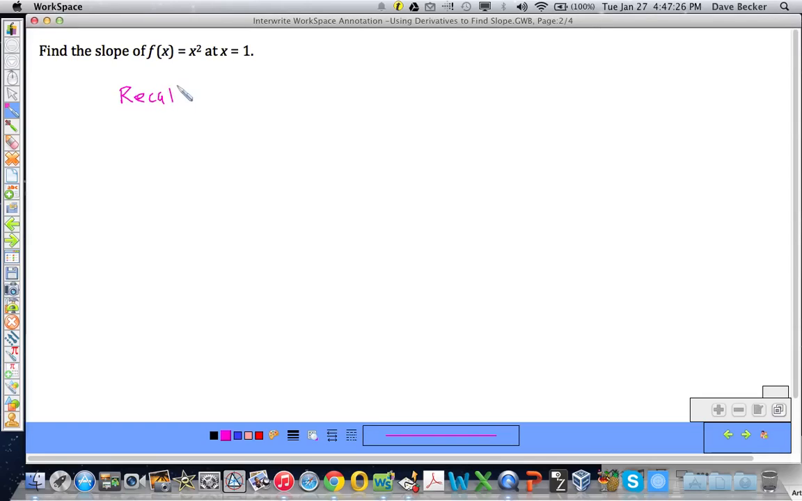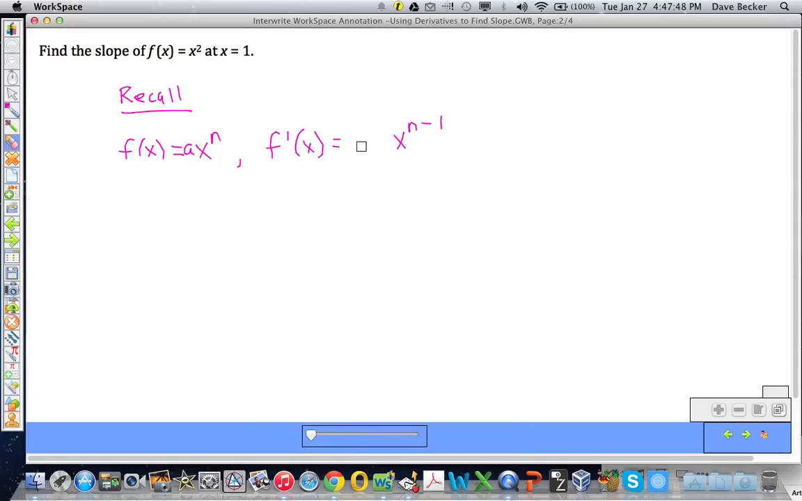Okay, so recall, first of all, recall, that rhymed, that was awesome. Recall, if f of x equals x to the n, then the derivative, f prime of x, is equal to n times x to the n minus 1. And furthermore, if there is an a there, it's n times ax to the n minus 1.